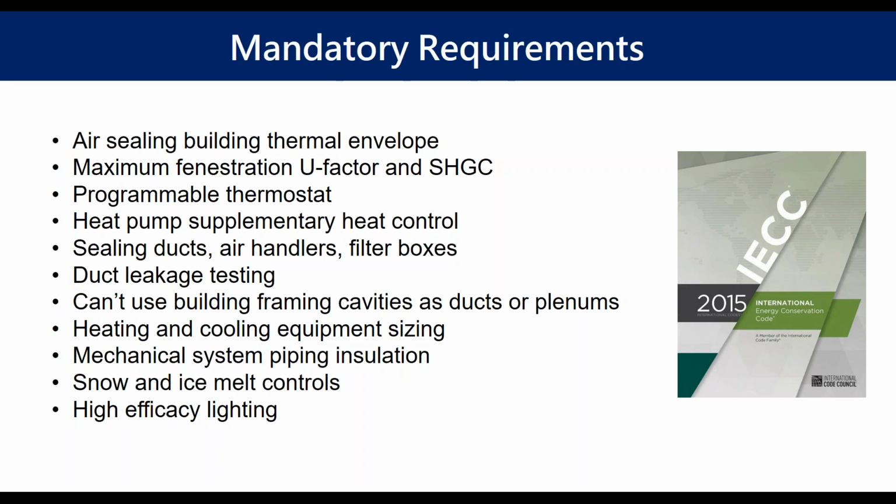There's a provision that disallows the use of framing cavities for ducts or plenums. It addresses heating and cooling equipment sizing, mechanical system piping insulation for northern climates, snow and ice melt controls, as well as mandatory requirements for high efficacy lighting.